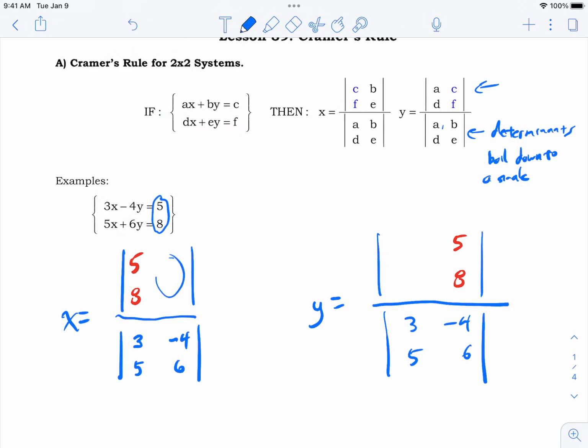How do you fill in this? You just look at what's underneath there. Grab the same things, -4 and 6. How do I fill in this? Just look what's underneath there, a 3 and a 5. Put the same things in there. So, believe it or not, we just wrote the solutions for x and y.